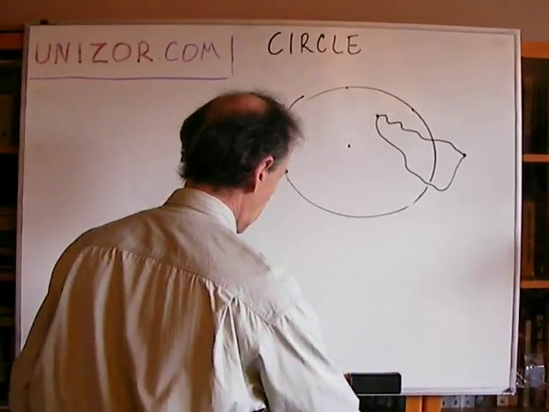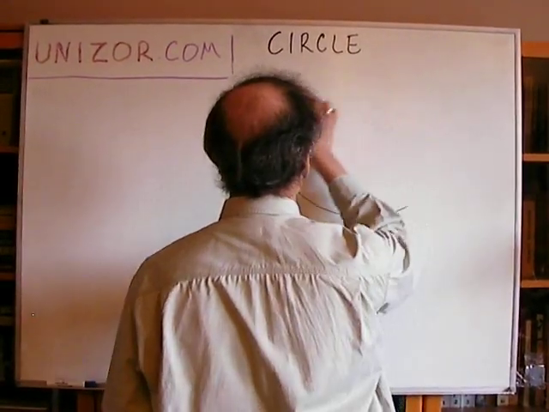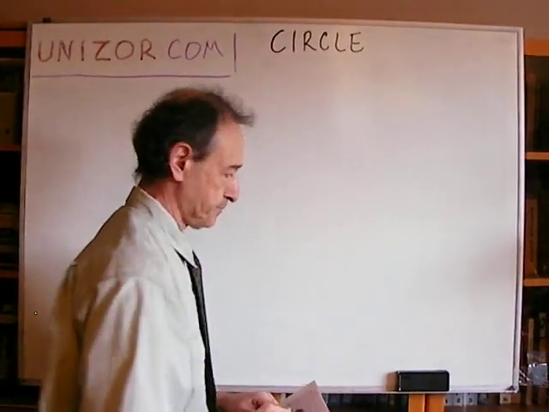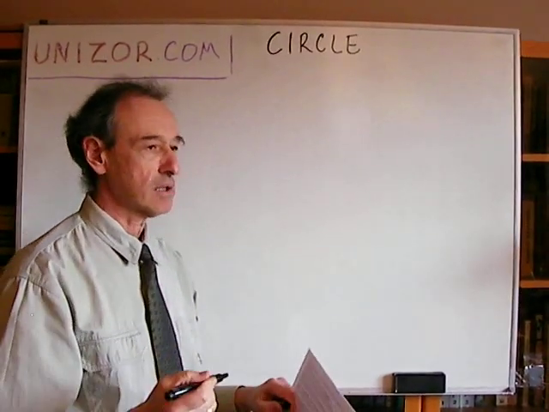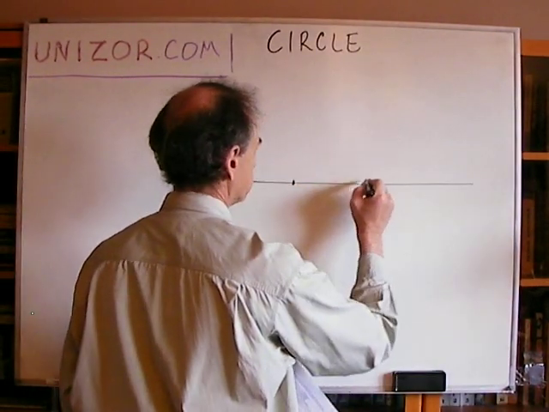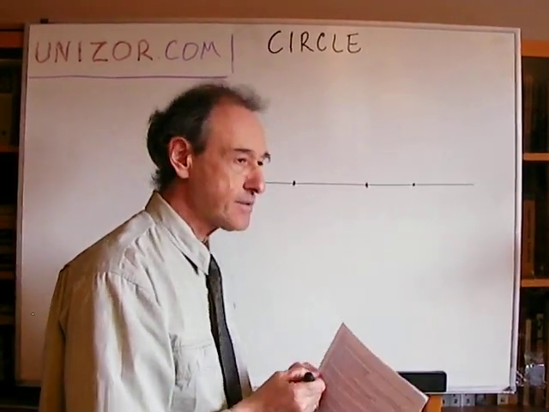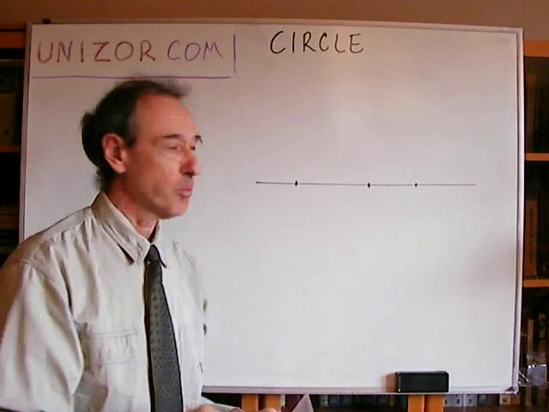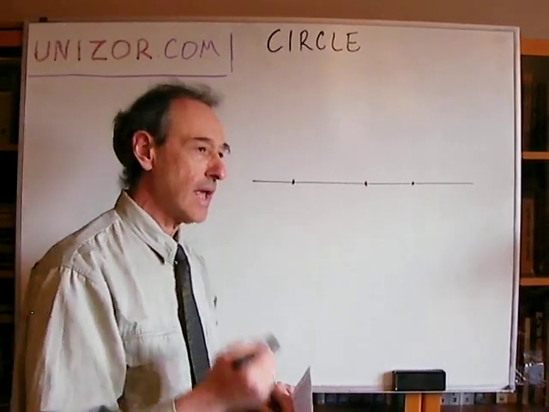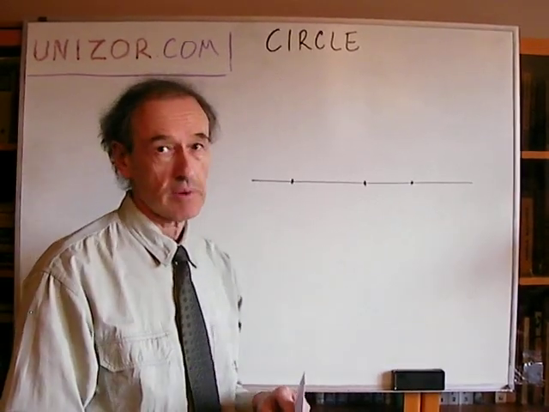Now we will talk about three points and a circle which contains them. First of all, let's take three points which are lying on the same line. Now, my question is there a circle which would contain these three points? Well, again, intuitive answer is no, but it's actually quite easy to prove.